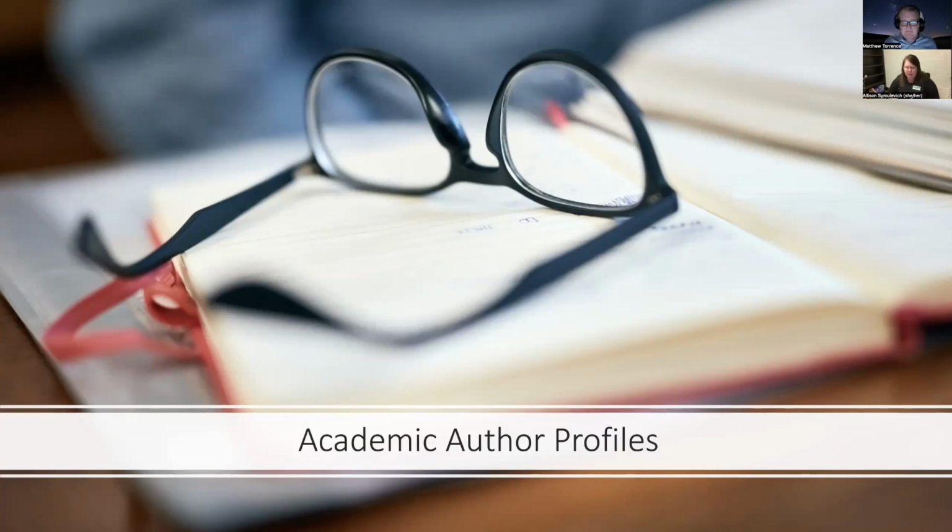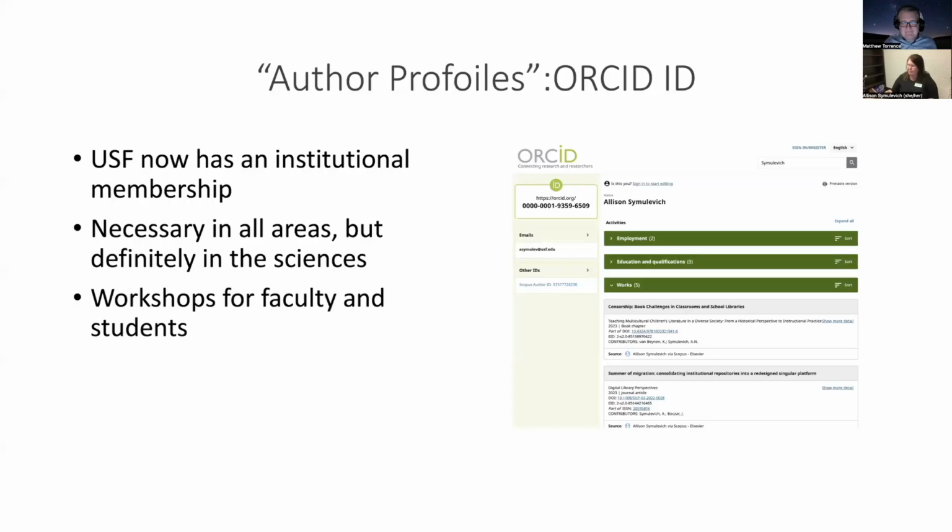We've been focusing on ORCID ID, Google Scholar, Scopus, and Web of Science. And we know there are many different academic author profiles out there, but we're really trying to help faculty with basically building their online presence.